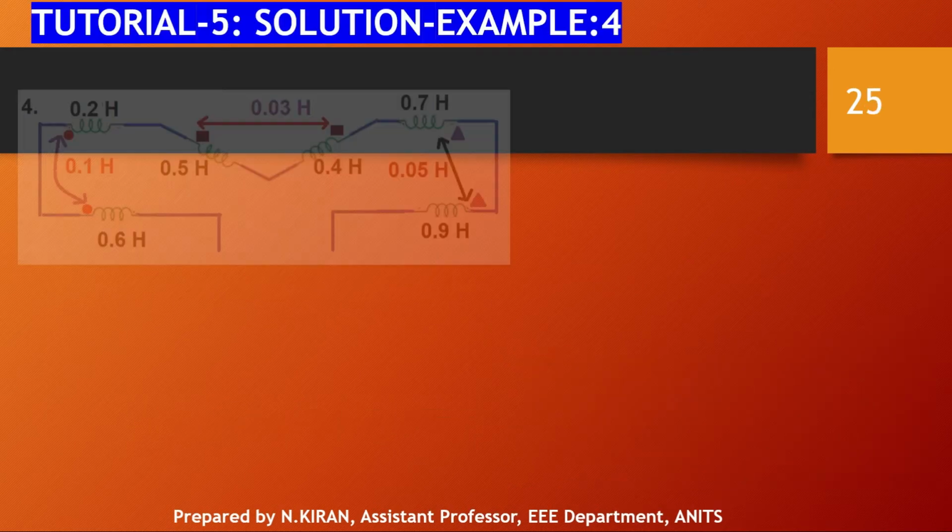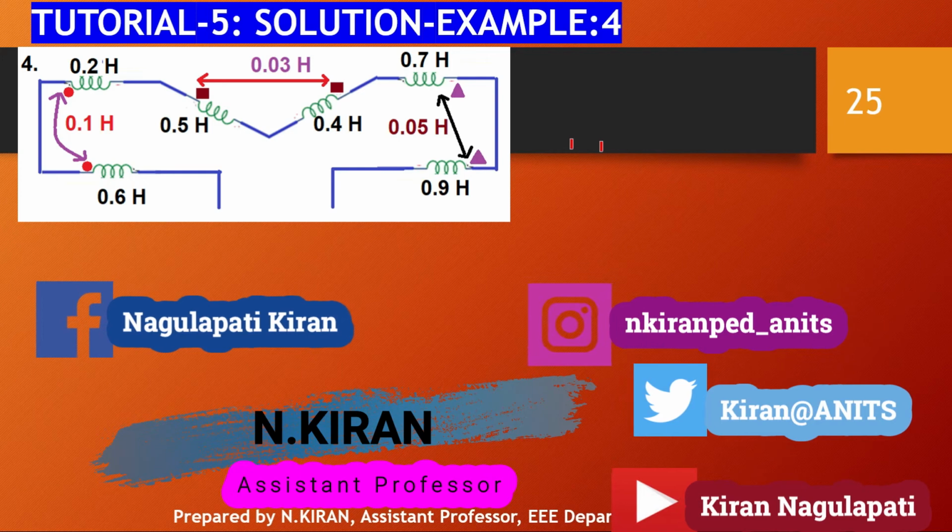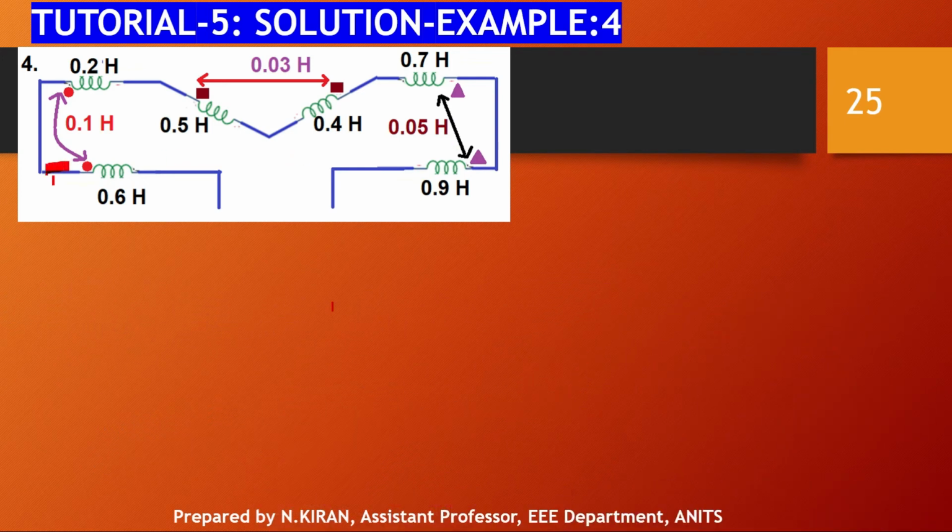The fourth example. So when I consider first two coils, here current is leaving at the dotted terminal, and in the second coil the current is entering at the dotted terminal. These two coils are exhibiting series opposing nature. The third coil, the current is entering the dotted terminal, whereas in fourth coil the current is leaving at the dotted terminal. These two coils also are exhibiting series opposing.